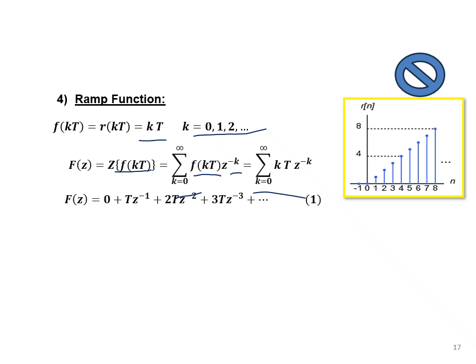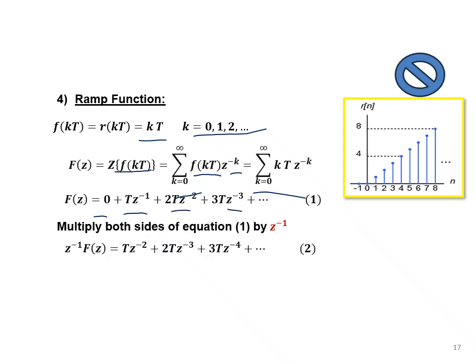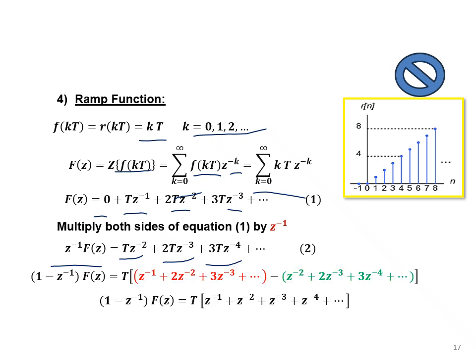F of kt is kt, then 0, and then at t equals 0, t times z power negative 1, 2t times z power negative 2, 3t times z power negative 3. Multiplying both sides by z power negative 1, we have z power negative 1 f of z equals t z power negative 2, 2t z power negative 3, 3t z power negative 4, and so on and so forth.